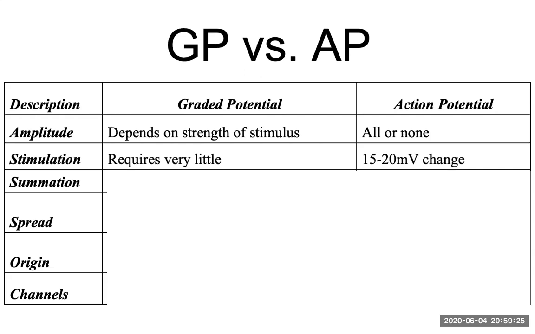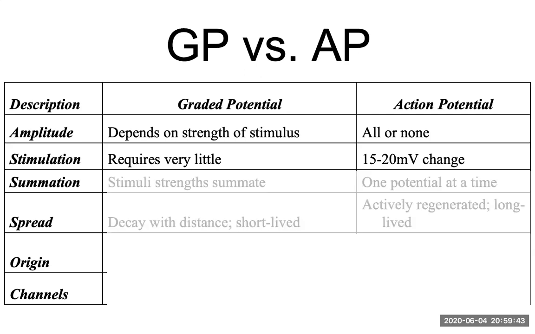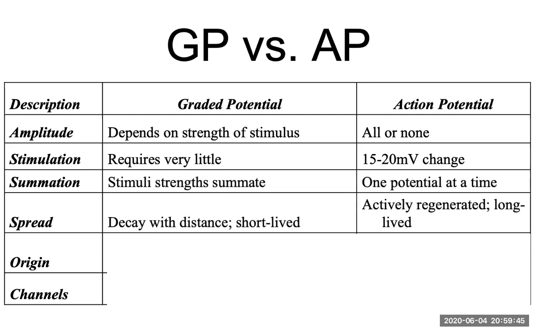The stimulation of a graded potential requires very little stimulation. An action potential, however, requires at least 15 to 20 millivolts of change. And that's the difference to go from -70, our normal resting membrane potential, to -55. As for summation, in a graded potential, stimuli strengths can summate in waves, but in an action potential, we only get one potential at a time, and that's what happens during the refractory period.